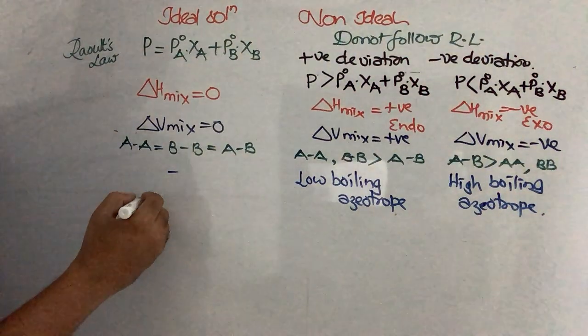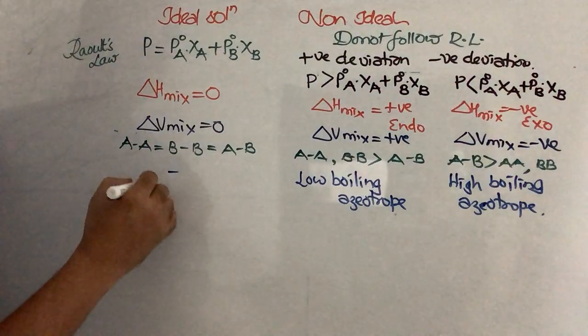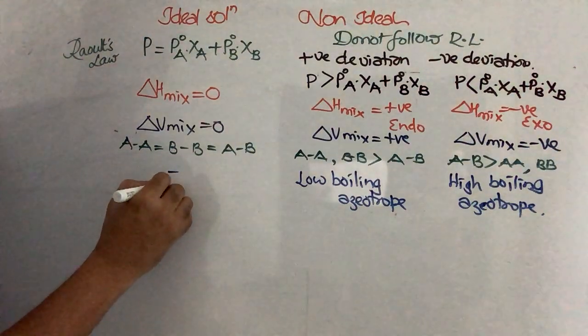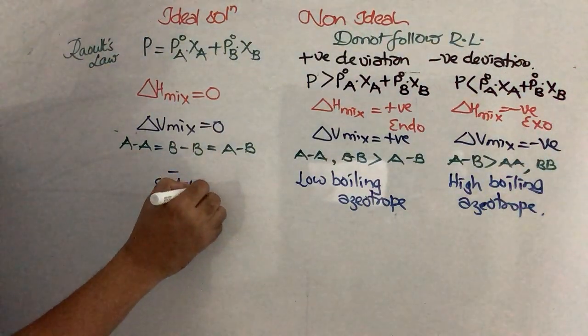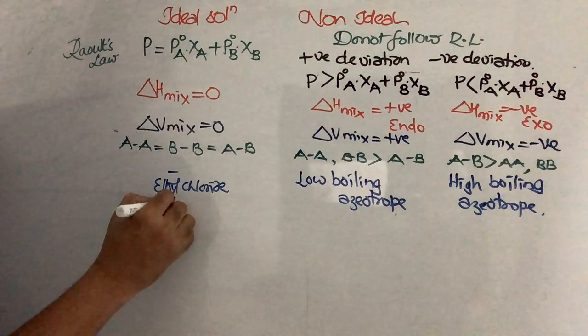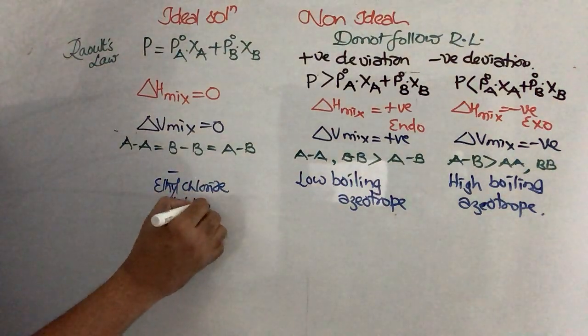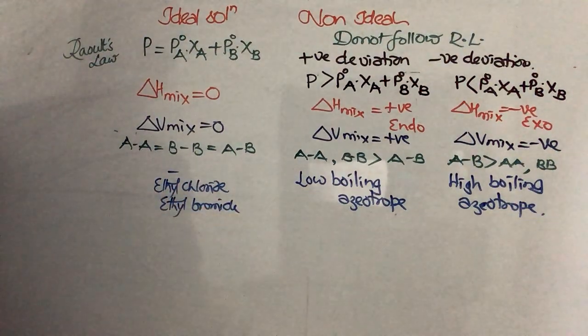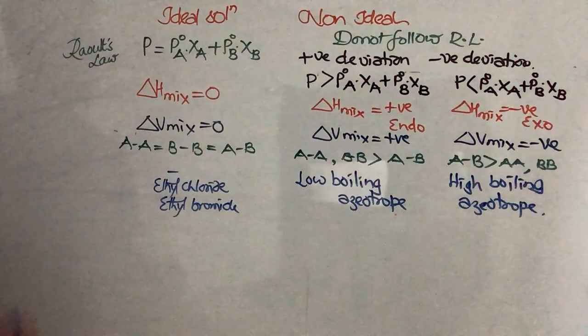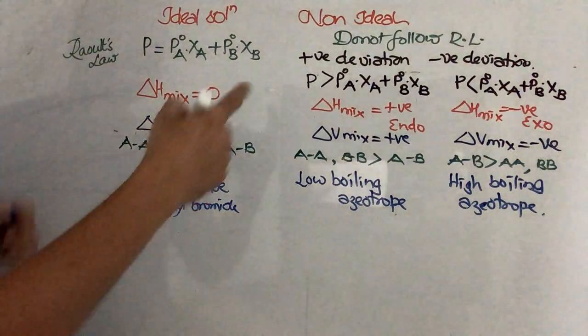Generally here benzene, toluene, hexane, heptane type of compounds will be there, ethyl chloride, ethyl bromide. Examples: they should look alike. Benzene, toluene, heptane, hexane, such kinds of compounds are good examples for ideal solution.